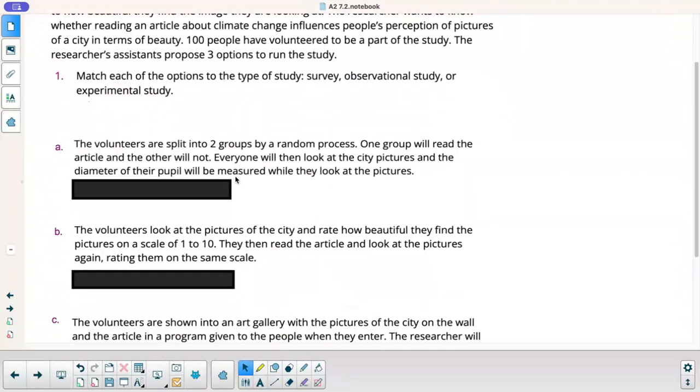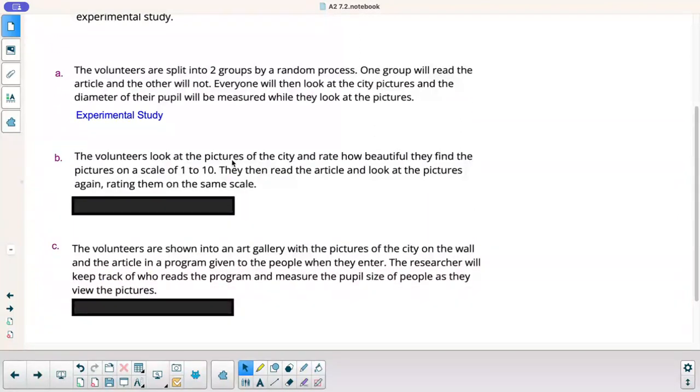So for A, volunteers are split into 2 groups by a random process. One group will read the article and the other will not. Everyone will then look at the city pictures and the diameter of the pupil will be measured while they look at the pictures. Okay, so we're in 2 groups there. That's an experimental study. Cause and effect.